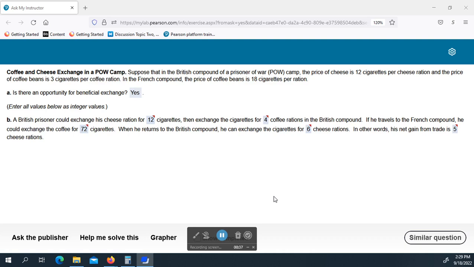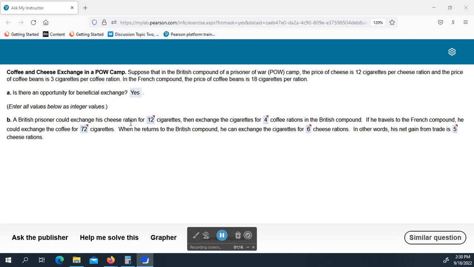So they're separate compounds, but it looks like down below the question is that the British prisoner can go to the French compound, and maybe vice versa too. So is there an opportunity for beneficial exchange? Yes, is the answer. You suspect maybe there is, but you have to work it out, and the second part helps you work it out. So even if you guess yes, we're talking about this in this chapter. So say yes, and they say, yep, you're right, there is, and now we're going to prove it.